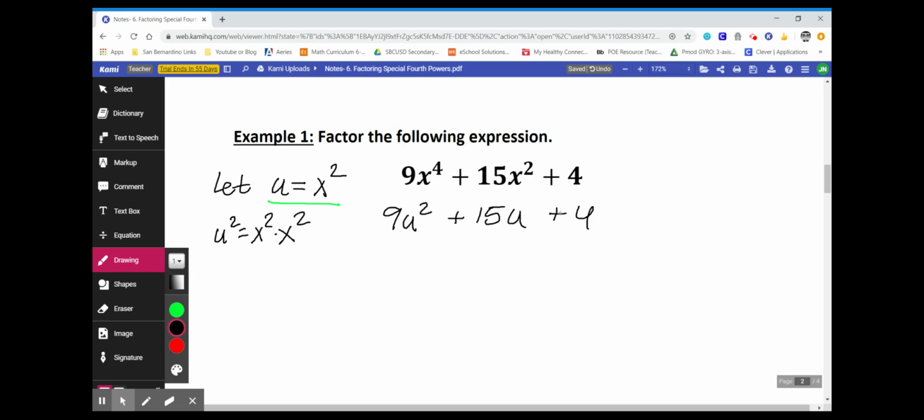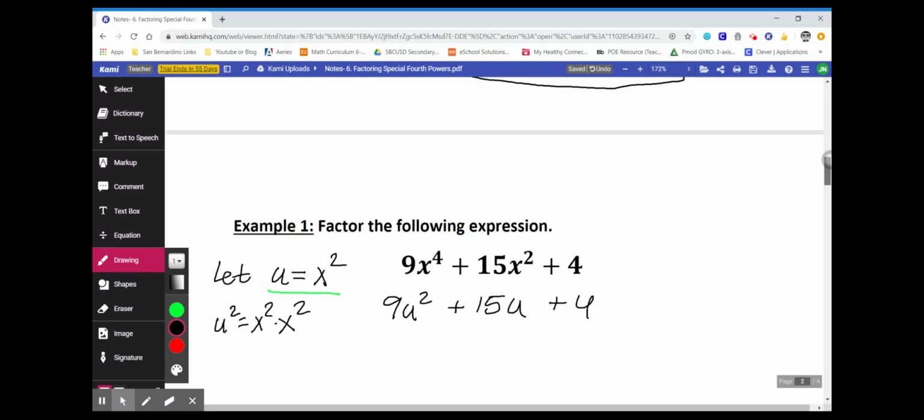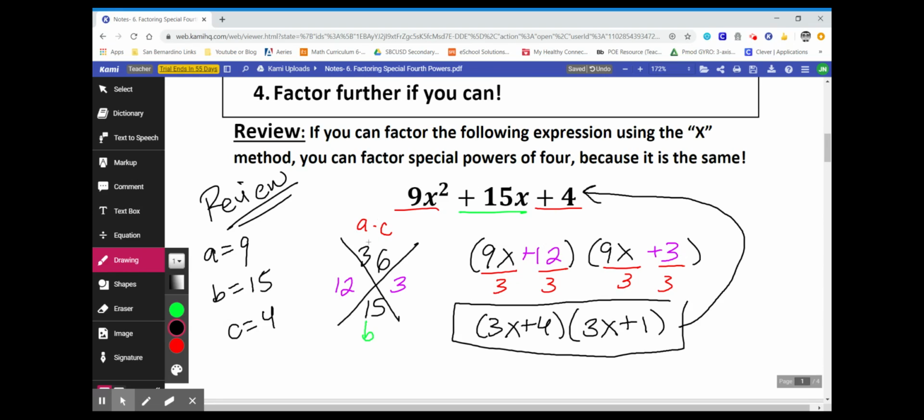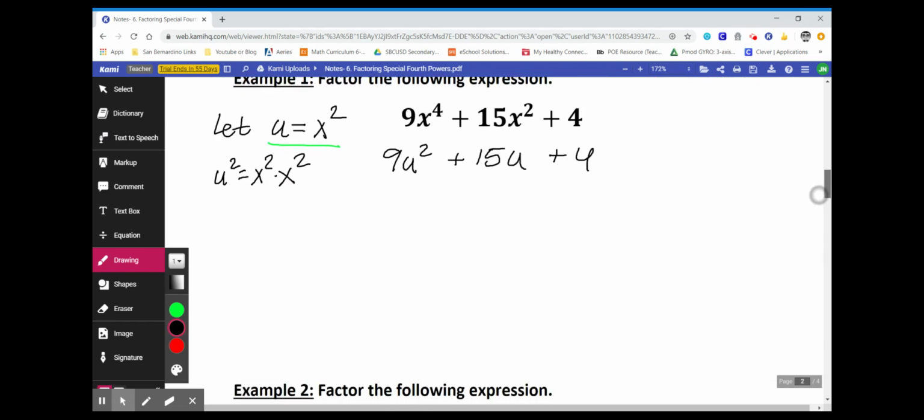So now this became the problem that we just solved, right? So I'm not going to bother you with the nonsense about doing the problem all over again. We already know what the answer is, right? Well, we did the x, we put 36 on top, 15 on the bottom, found the two numbers that multiply to the top and add to the bottom, and we got the final factors, which is 3x plus 4 and 3x plus 1. In this case, instead of the x, though, I'm going to be replacing that with u.